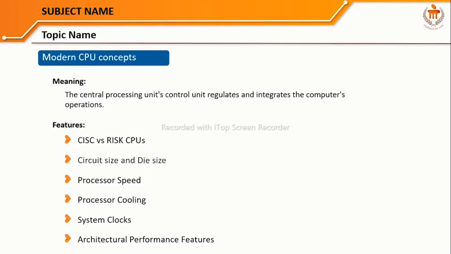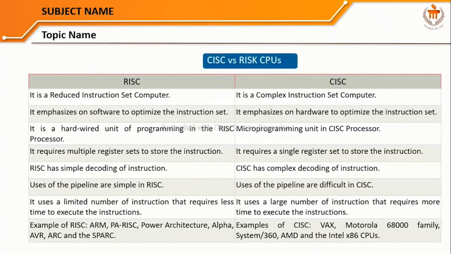Okay, so here are some main features of CISC and RISC CPUs. Second are circuit size and die size, CPU processor speed, processor cooling, system clocks, architecture, performance and features. These are enabled in a modern CPU. So here the part is divided. What are the roles of CISC and RISC? CPU size, circuit size, die size, processor speed, and why we need processor cooling. What is the meaning of system clocks and what are the architecture performance features? We are going through these topics one by one.